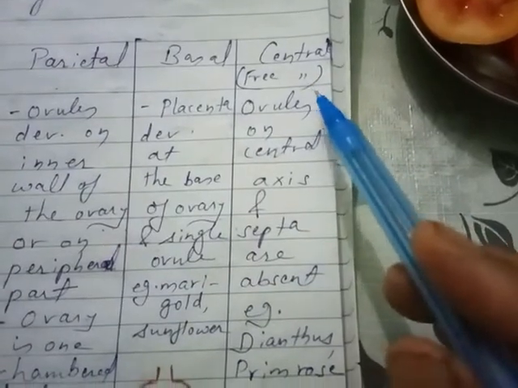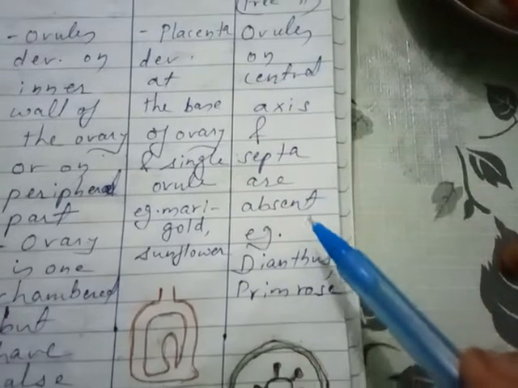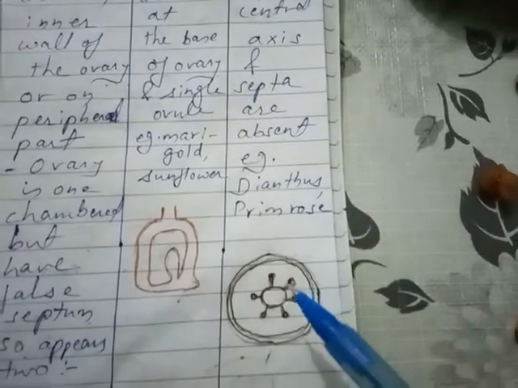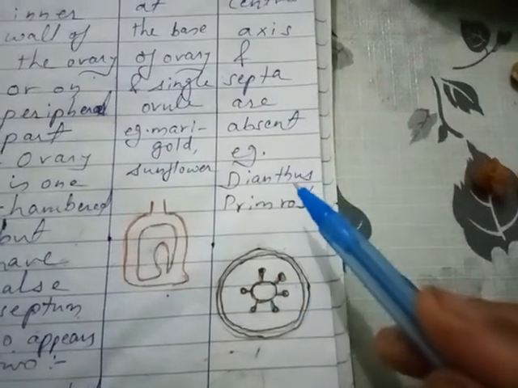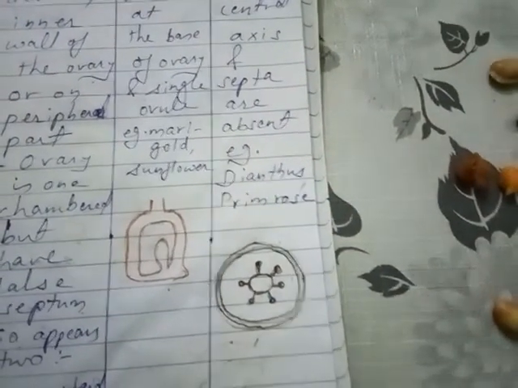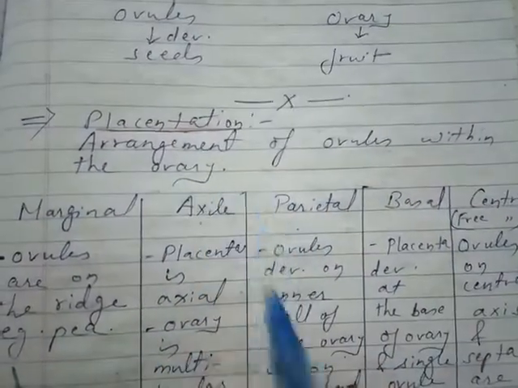Then central or free central, ovules on the central axis are present and septa are absent. For example, dianthus and primrose. So here septa are absent and ovules will be in the center. Dianthus, in Gujarati, is called kotho. So placentation is the arrangement of the ovules within the ovary.